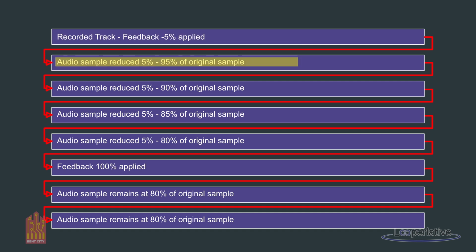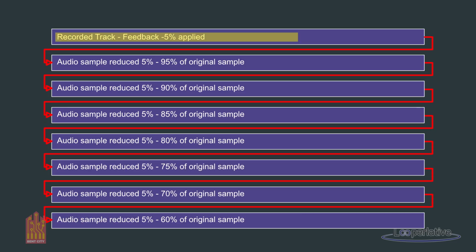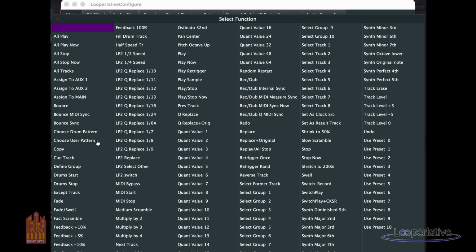No level of feedback will make a track increase in volume. 100% feedback only means the track volume will not be reduced, but will remain in its current state. One of the uses of feedback is to cause tracks to gradually decrease in volume. If you apply negative feedback to a track and let it play, it will eventually be silent and cannot be recovered.